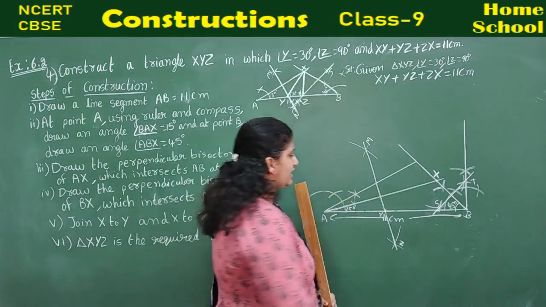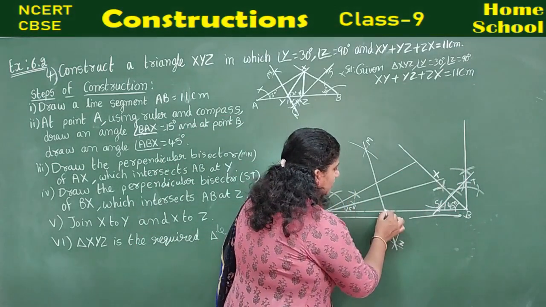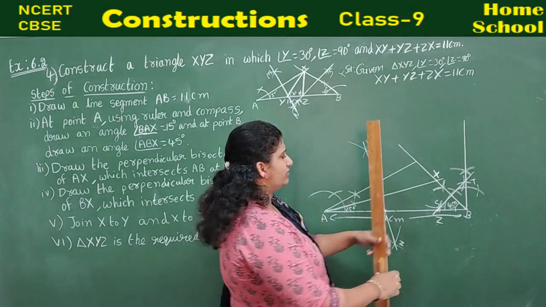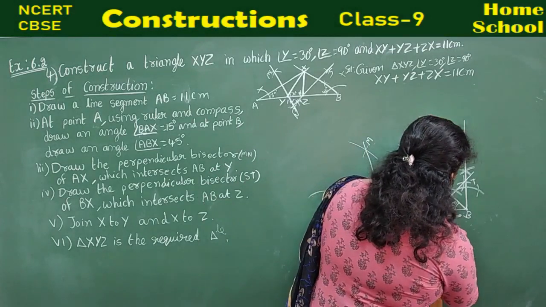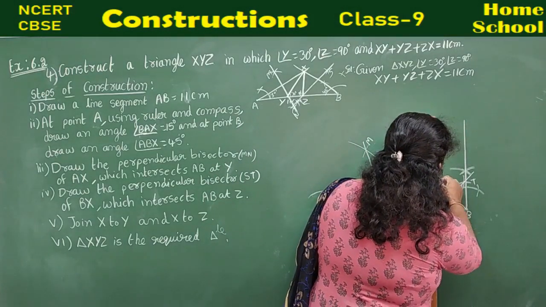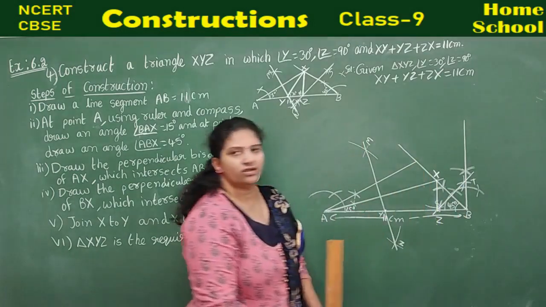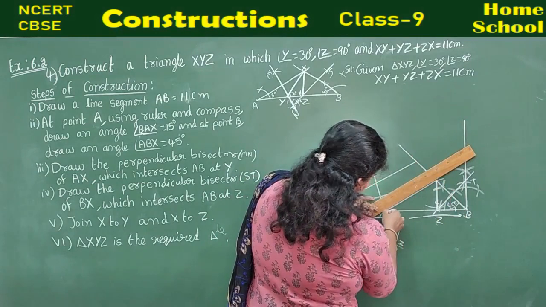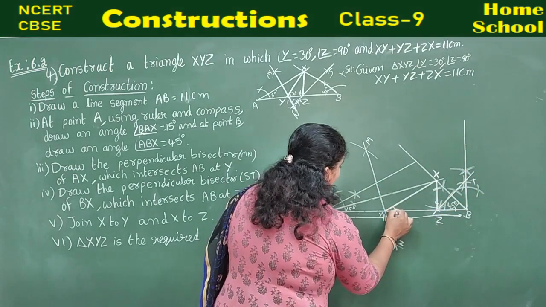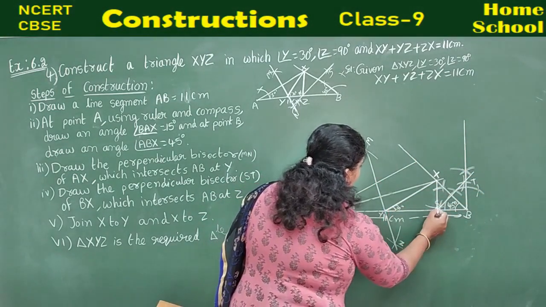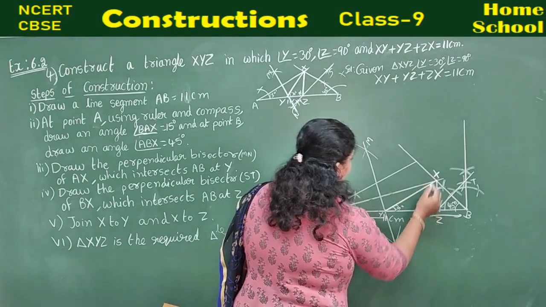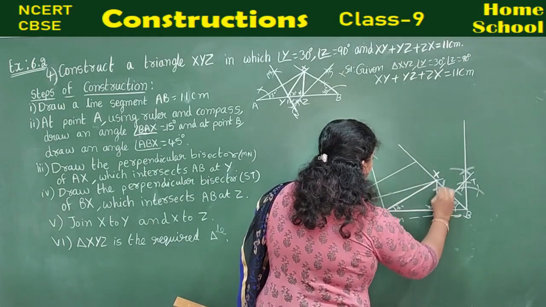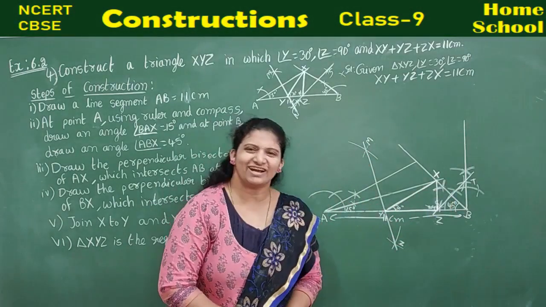So where these touch the line AB, mark this point as Y and mark this point as Z. Now try to join. When you try to join, see here, this is perpendicular. Join XY. The angle formed here will be 30 degrees and this angle will be 90 degrees. Therefore, the required triangle is XYZ. That's all. That is our construction.